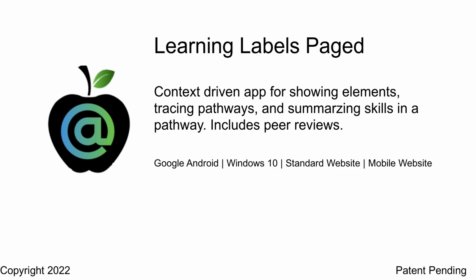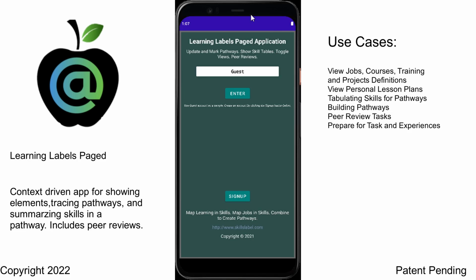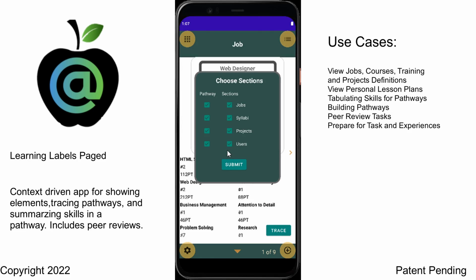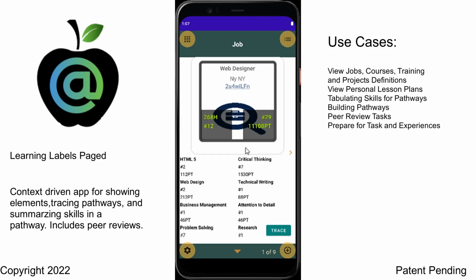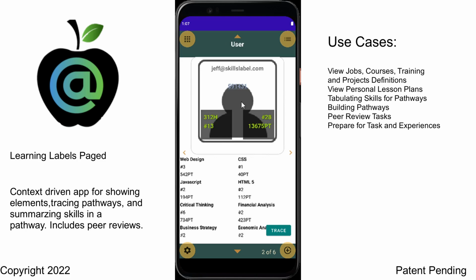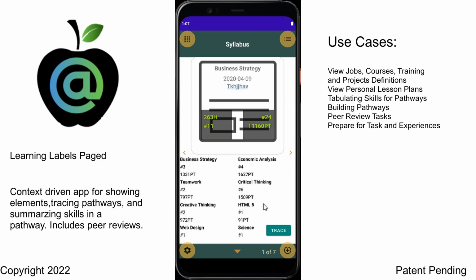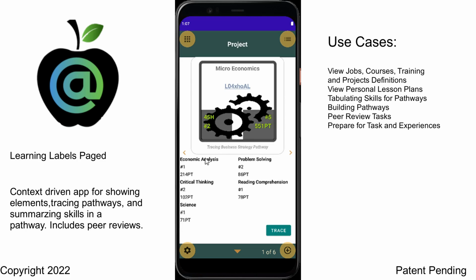The Learning Labels page is more context driven, it's informative. It's a way to see elements, trace pathways, see skill summaries in tables, and do peer reviews. I log in. I can choose my sections. Now the table automatically tabulates as I move through the elements below, so I can see the skills aggregated for each of the elements.